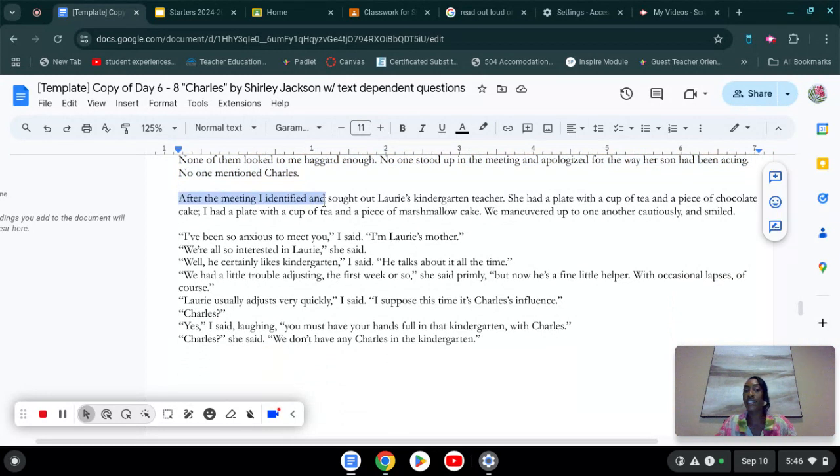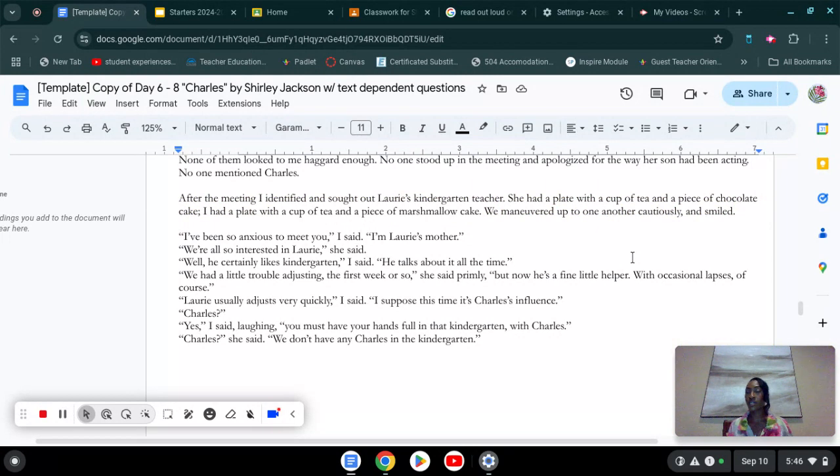After the meeting, I identified and sought out Lori's kindergarten teacher. She had a plate with a cup of tea and a piece of chocolate cake. I had a plate with a cup of tea and a piece of marshmallow cake. We maneuvered up to one another cautiously and smiled.